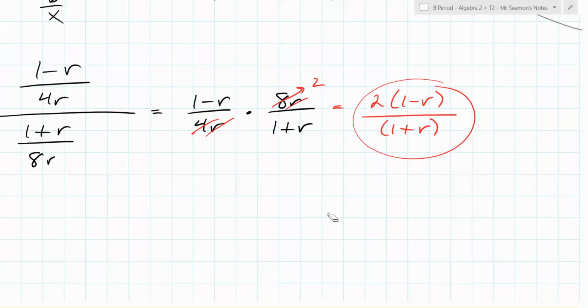You like things to cancel. Things cancel when they're factored. So when things are in factored form, you're like, yay, I might be able to cancel something. Once you multiply it out, it's kind of like the Wild West. You have to be very careful about it.